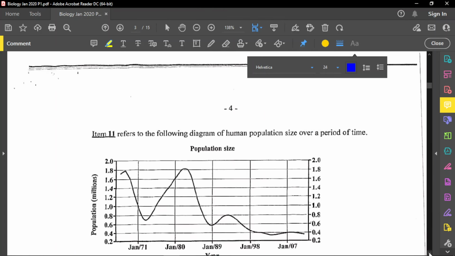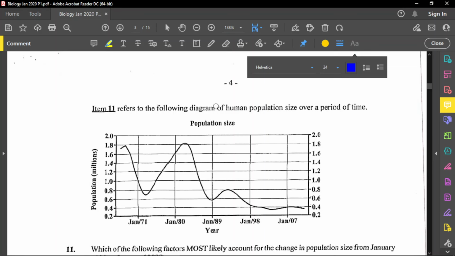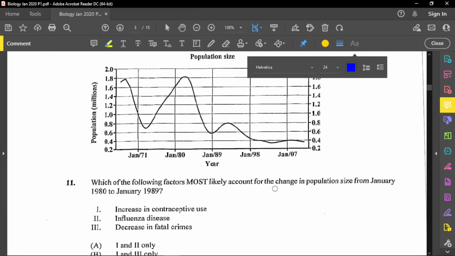All right, so question number 11 now, and item 11 refers to the following diagram of human population size over a period of time. And so notice on the y-axis, you have the population in millions, and on the x-axis, you have the years, and all of them are January, starting from January 71 and so on. All right, so let's go to the question. It says, which of the following factors most likely account for the change in population size from January 1980 to 1989. So 1980, let's start here and come on to 1989 is down here.